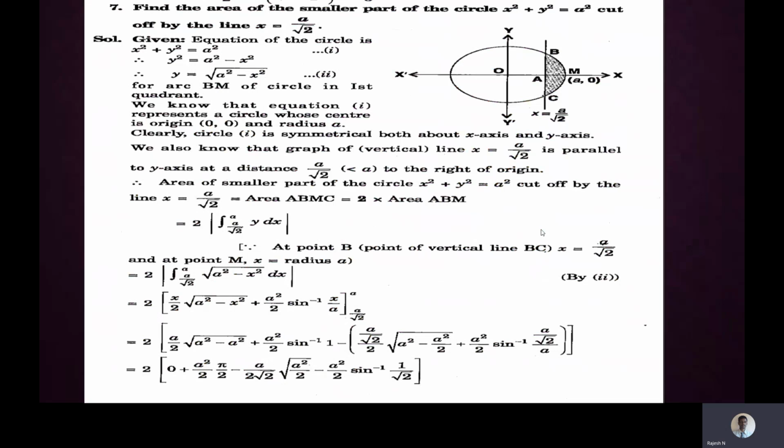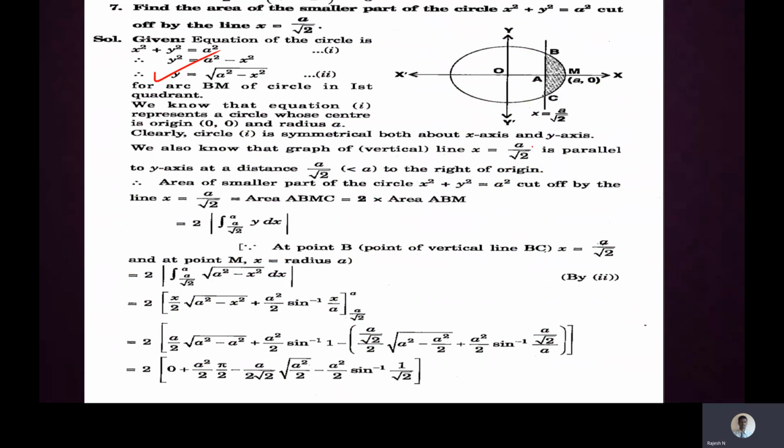Find the area of the smaller part of the circle x squared plus y squared equals a squared, cut off by the line x equals a by root 2. You know the equation of the circle is x squared plus y squared equals a squared, a circle with center (0, 0) and radius a. So y equals root of a squared minus x squared.